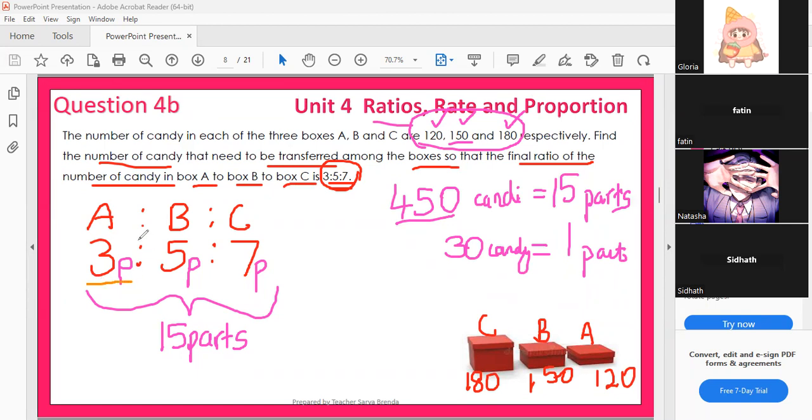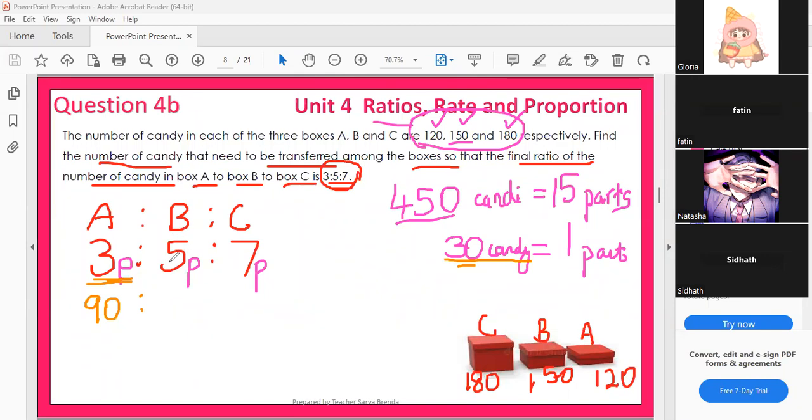A, you need how many parts? 3 parts. Do you understand? According to the question, they want A to have only 3 parts. That means A must have how many candies? Put in chat. If 3 parts goes to A, how many candies would that be? It's 90. 3 times 30. So 90 candies will go to A. Do you understand?